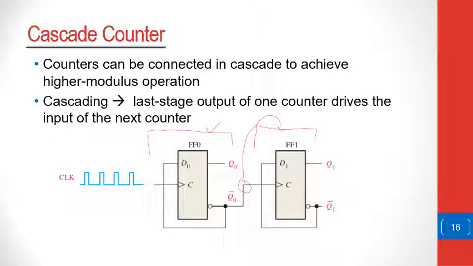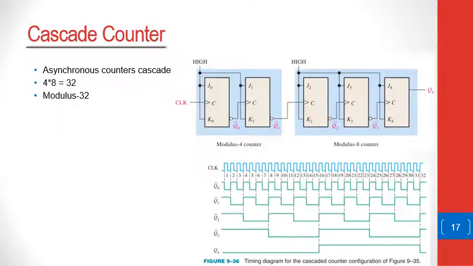So cascading the counter here, you see the output of one counter is driving the next. This output is driven by the output from this one. So the clock signal only comes here. This is a typical way of constructing the asynchronous counters. We can use this even for synchronous counters, where we cascade counters in order to have higher values of modulus for the counters.